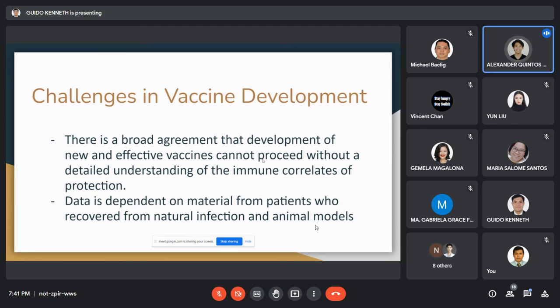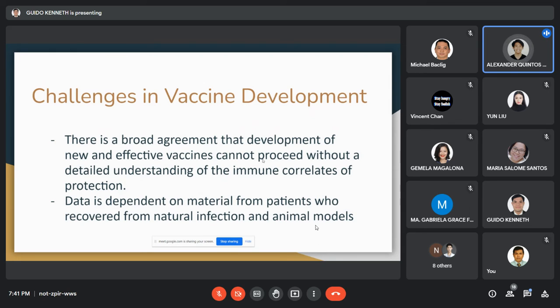there is broad agreement that the development of new and effective vaccines cannot proceed without a detailed understanding of the immune correlates of protection. However, this data is dependent on material from patients who recovered from natural infection and on animal models, wherein animal models are very problematic because they must respond to infection and vaccine formulation in a very similar manner to humans, which is very problematic.